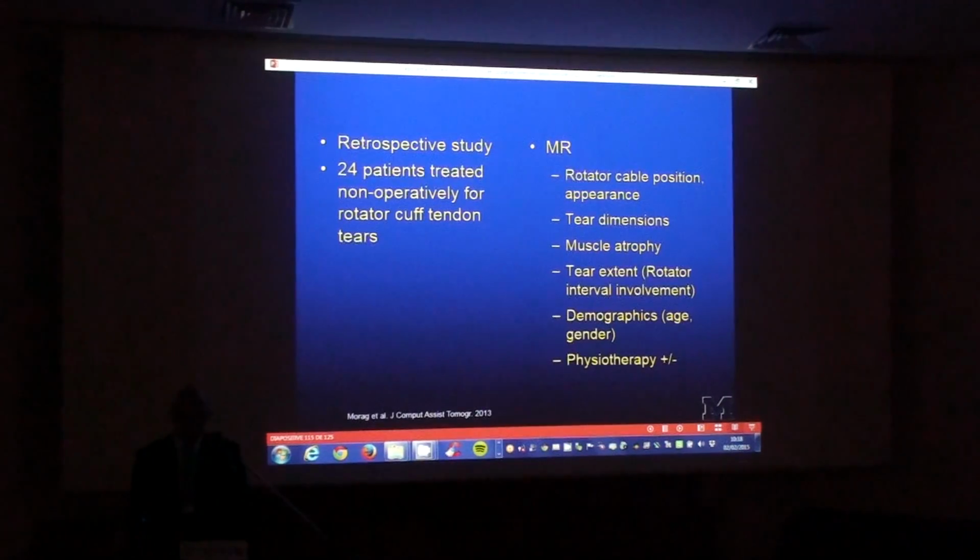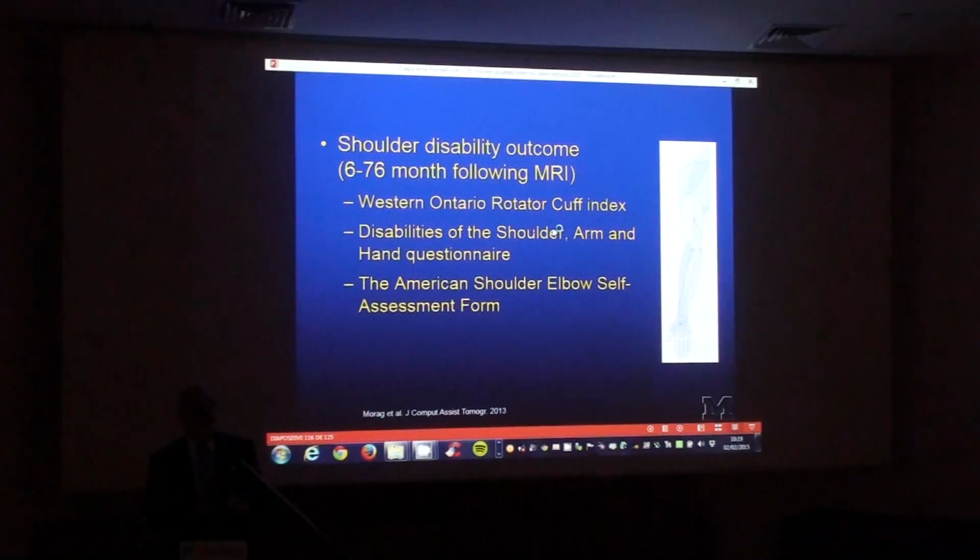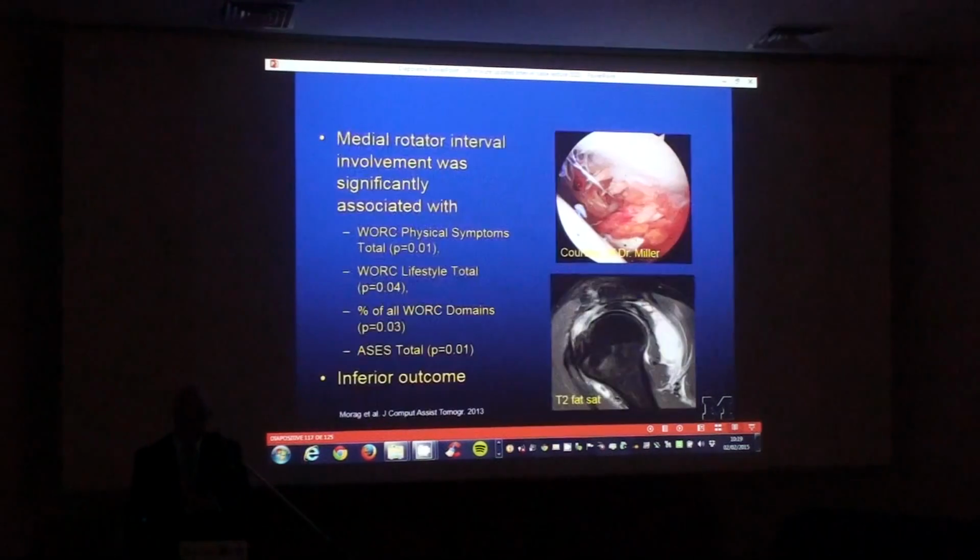This is a small study from our group where we basically retrospectively looked at 24 patients who had massive tears, treated conservatively, no surgery, had some physiotherapy, looked at the cable position, the cuff, the atrophy, and so on. And also had them fill out multiple questionnaires, indicating what function they have, pain, limited range of motion, and so on. And what we found is that tears extending to the medial rotator interval are oftentimes associated with inferior outcomes. So tears going to that anterior interval have inferior outcomes.